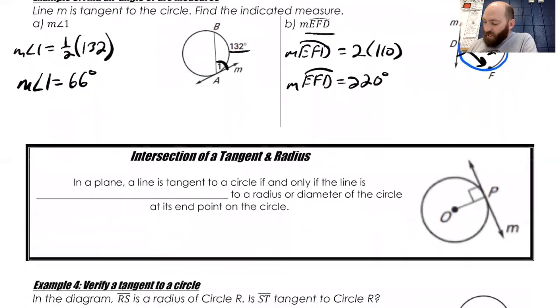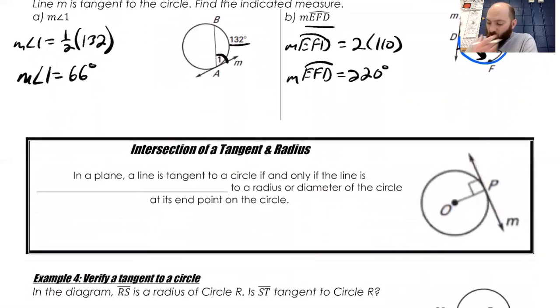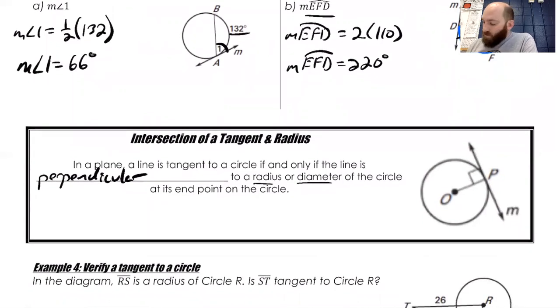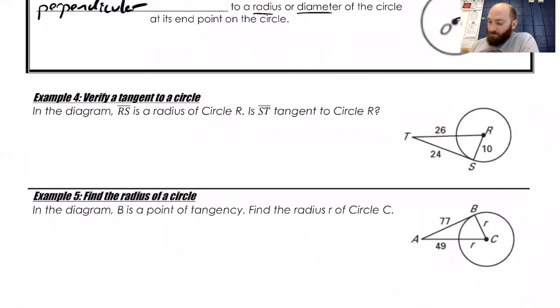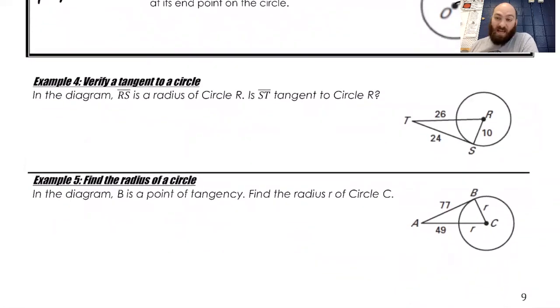Intersection of a tangent and radius. So this is definitely a key point of a tangent line. In a plane, a line is tangent to a circle if and only if the line is perpendicular to a radius or diameter of the circle at the endpoint of the circle. Okay, so here's my point of tangency. If I draw a radius in, that's going to be perpendicular to my tangent line. So we're going to practice verifying that and finding the radius. So we are going to do this with Pythagorean theorem.